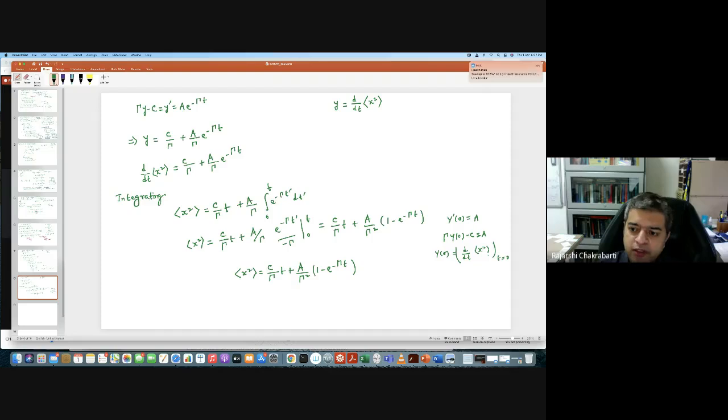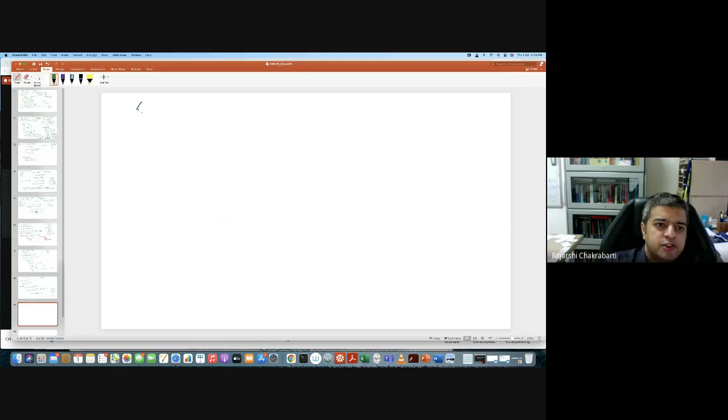But you know x square average, so this has to be 0, no? Some constant at time 0. If I take x square average at time 0, some initial average, this part is 0. So what I'm going to get? A equals to minus C. That will give me the expression for x square average.